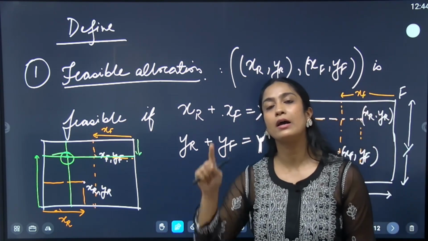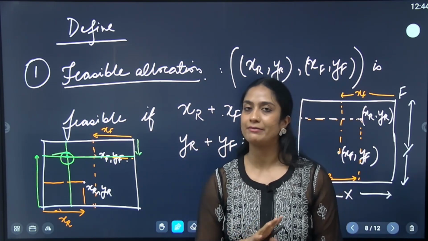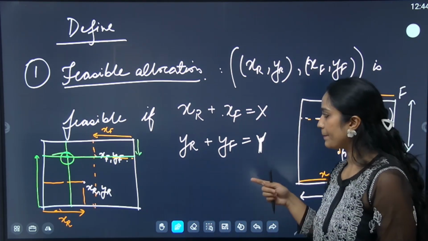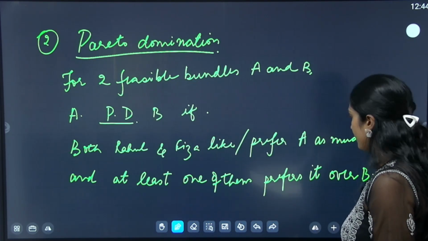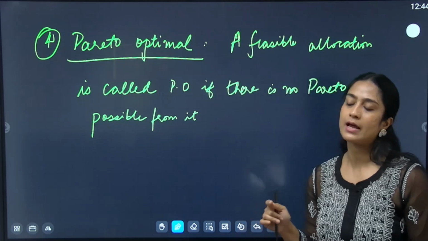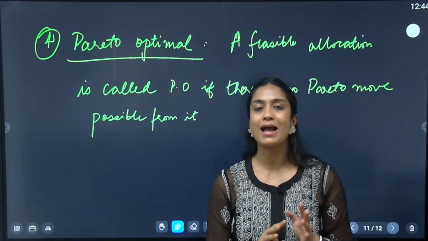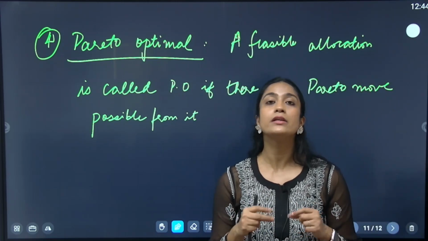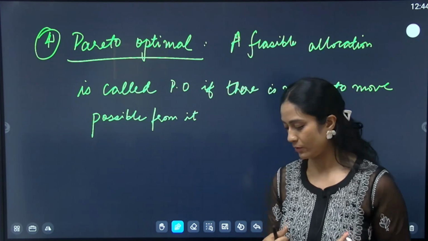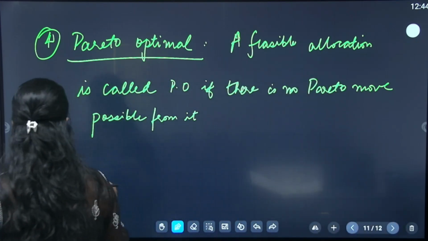All the existing resources of X and Y are definitely exhausted. Okay? And secondly, so this is the first point about a Pareto optimal bundle. The second point is that Pareto optimality has nothing to do with the concept of what we call fairness or what we call equity.